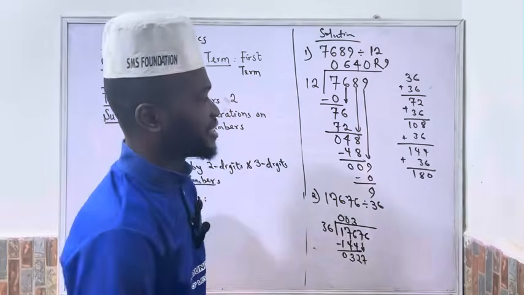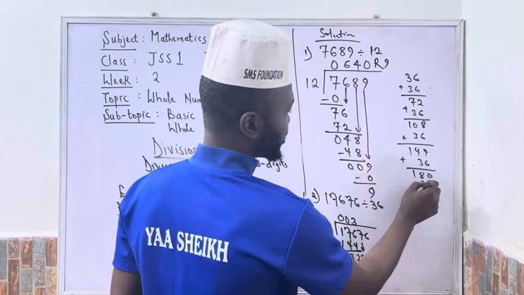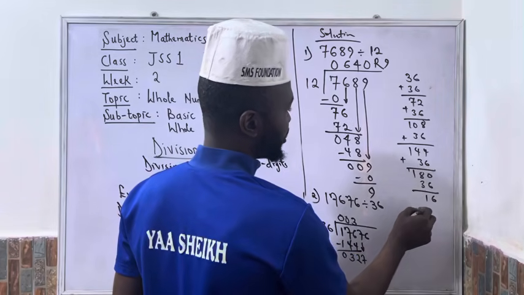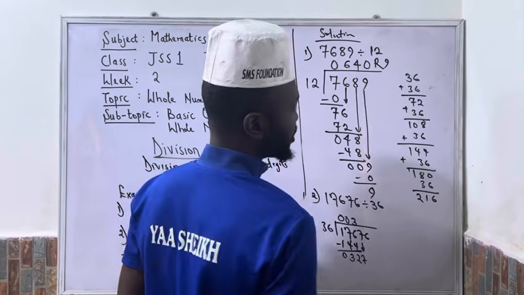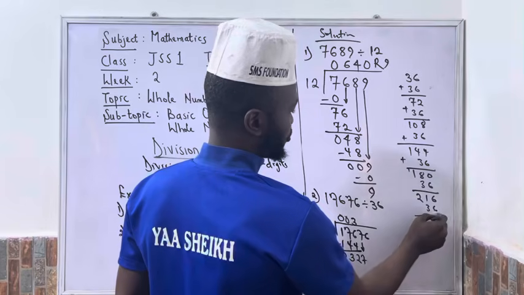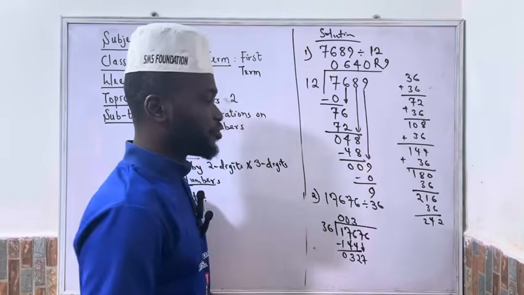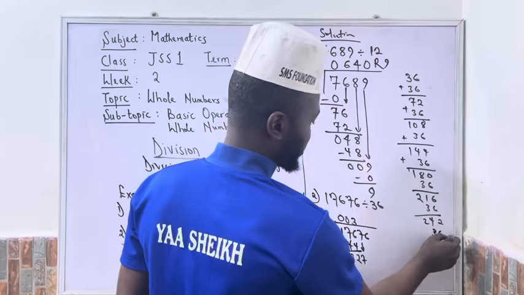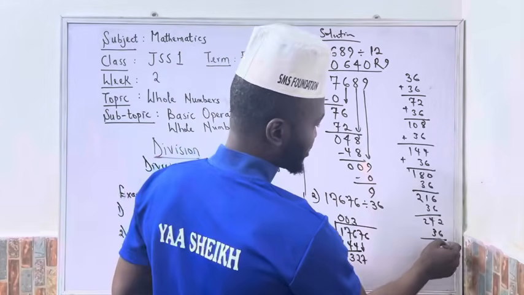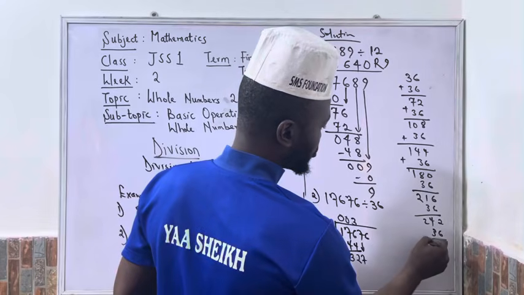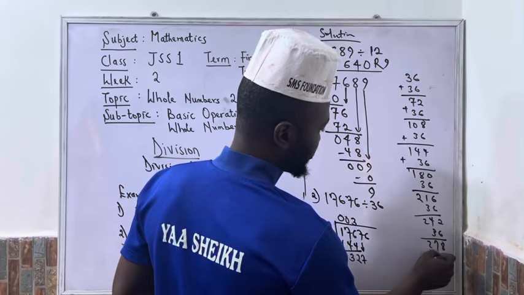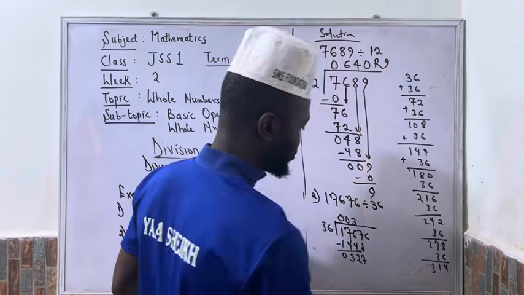So we keep adding 36 till we get there. Let's add another 36. This will be 6, this will be 11, carry 1. This will be 216. If you add another 36, this will be 252. Add another 36, so we are going to 288. Add another 36, this will be 324. Add another 36. This is 314.